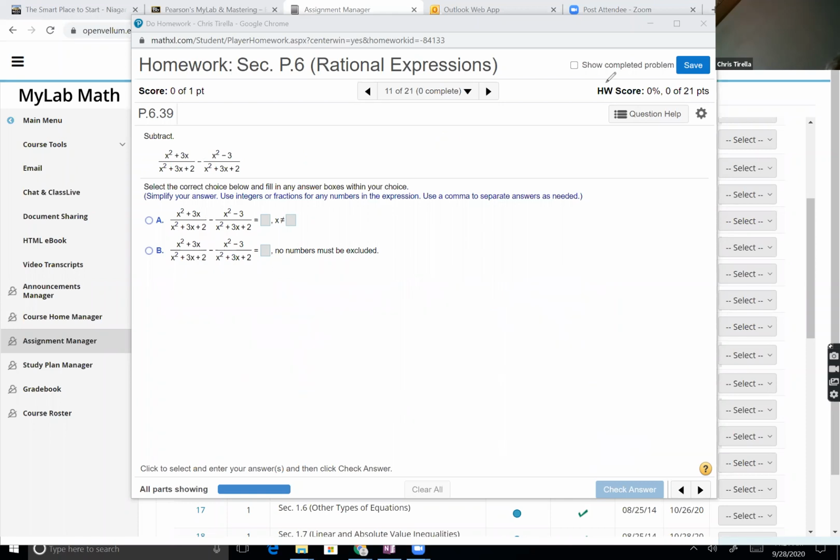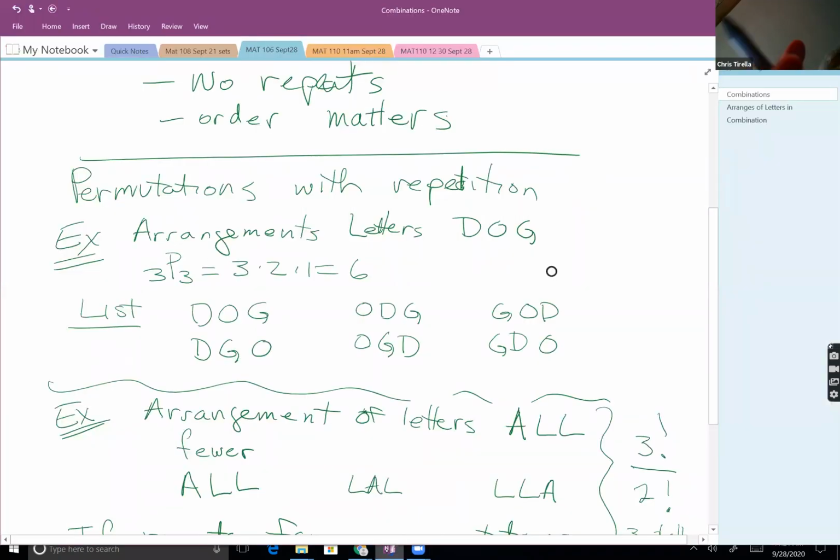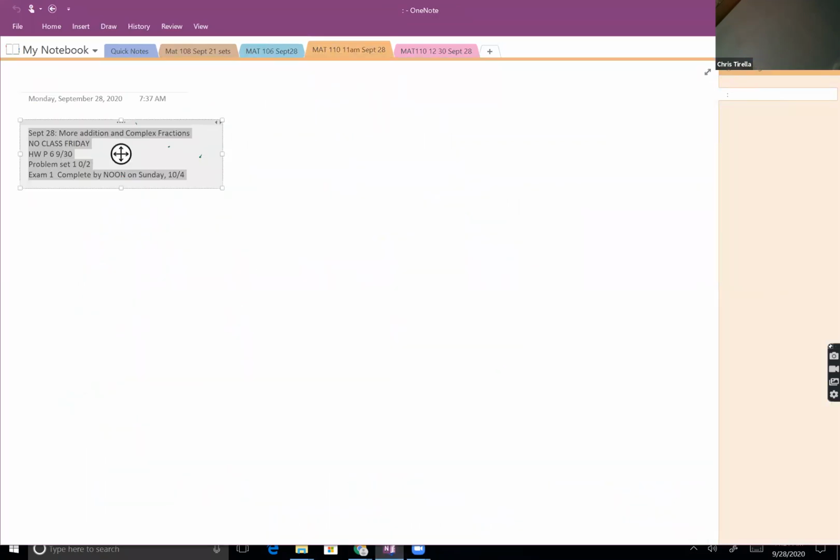So then let's look at the outline that I put together for today. This is last class notes. This is yours. Couple of announcements at the beginning. Today we're going to look at more addition and complex fractions. I don't know if I gave you guys a heads up on the first day of class. This Friday, October 2nd, I have to go to a conference. It's a Zoom conference, but I have to go. I represent the college in this organization and I have to participate in it. So we will not have class on Friday.